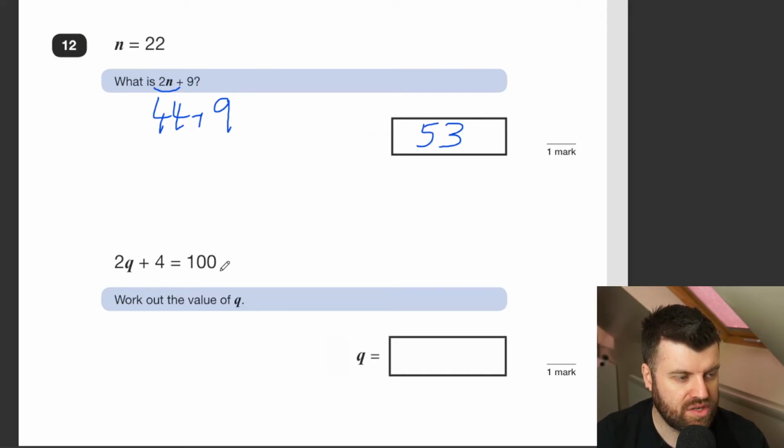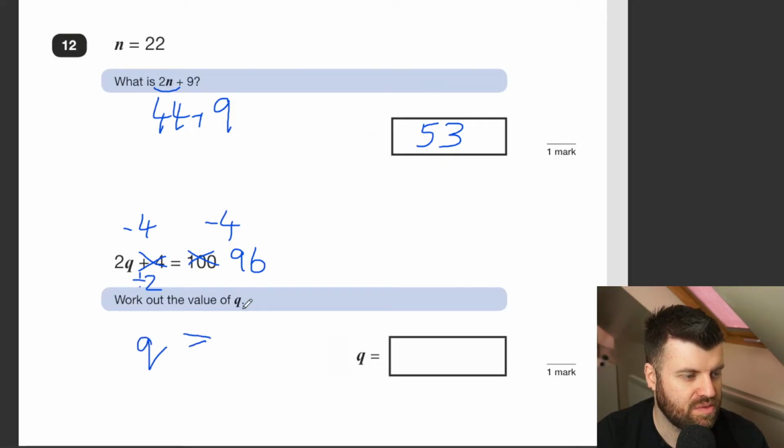2q plus 4 is 100. Well, let's work backwards to figure out q. The way we do this is we take away 4 from both sides to maintain balance. And taking away 4 here gets rid of that plus 4. And taking away 4 here gets us 96. So I have 2q is 96. Then I'm going to divide both sides by 2 to make sure this is just now q equals. Divide this by 2 and we get 48. So in this case, q is worth 48.